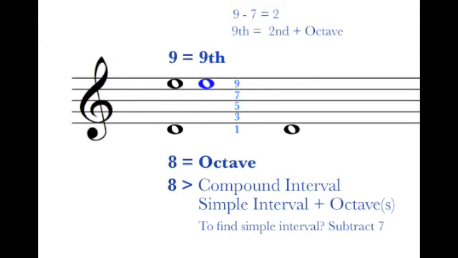We can also see this in a different way, simply by transposing, say, the bottom note up an octave. And if we transpose it up an octave, we can use the same method to determine the interval, counting 1 on the note, then 2. We see that we have a second, and therefore the simple interval is a second, but it's displaced by 1 octave.